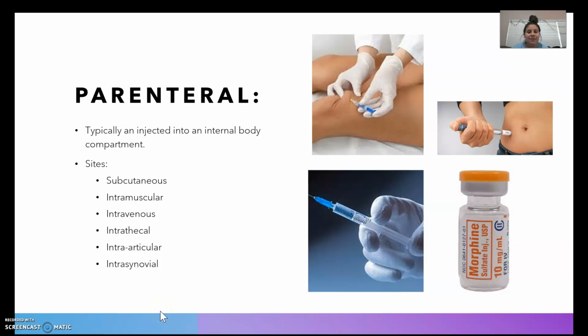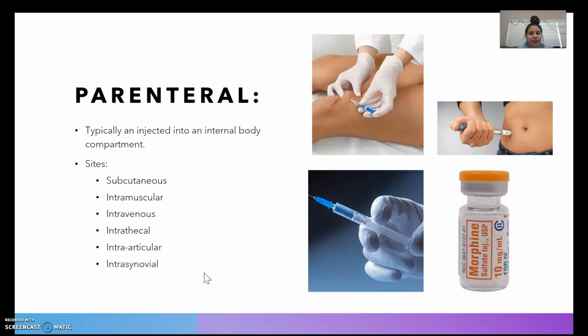The next route of administration is the parenteral, and this is basically anything that is injected into the internal body compartments. Although we typically do not do injections in the athletic training clinic, I think it's important to know the sites and exactly where the injections occur. In the instance you have a patient that does get any of these injections, you have a knowledge and background of exactly what they had done.